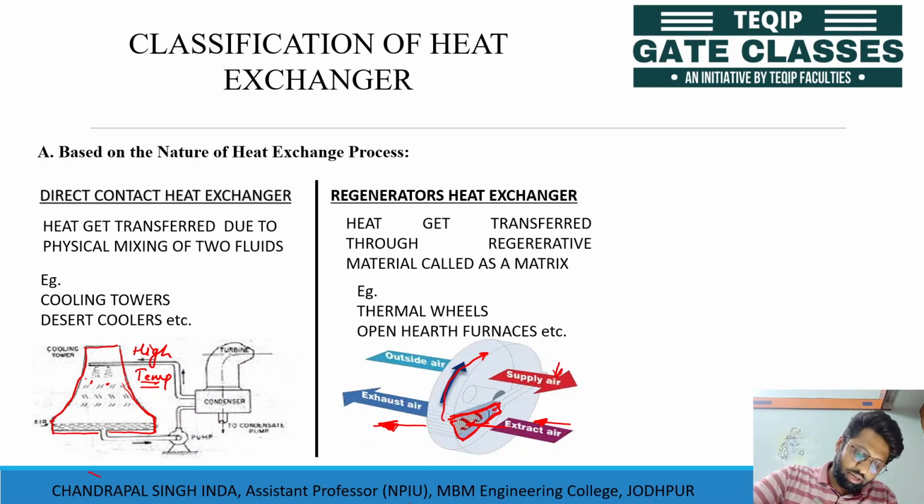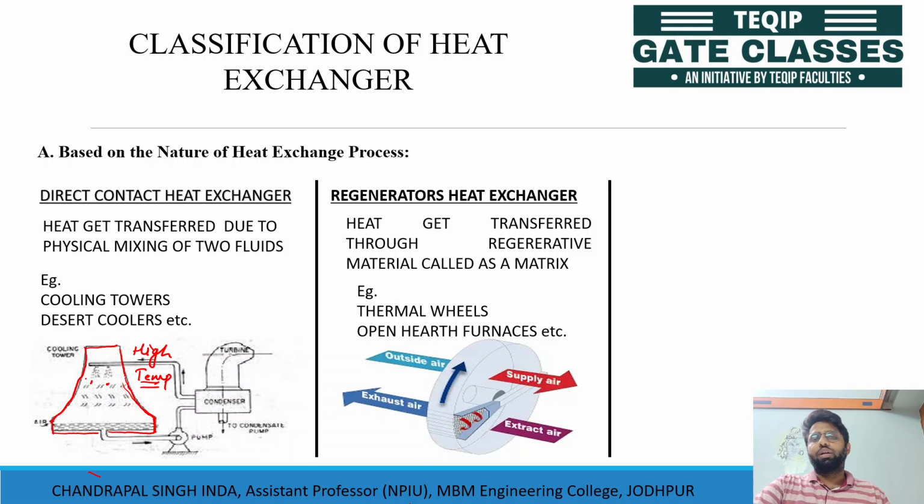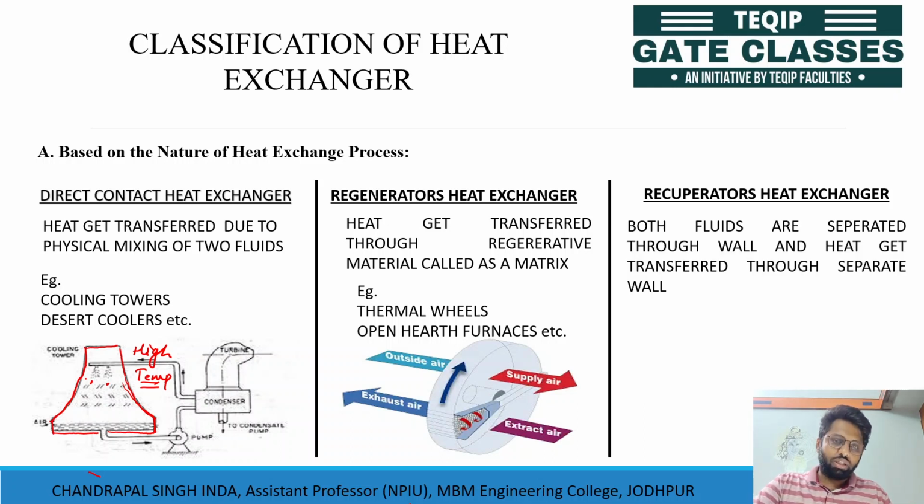And the second type of indirect contact type of heat exchanger is the recuperator. In a recuperator type of heat exchanger, the two fluids flow simultaneously, and the fluids are separated by a wall. Examples of these types of heat exchangers are radiators, condensers, boilers, etc.